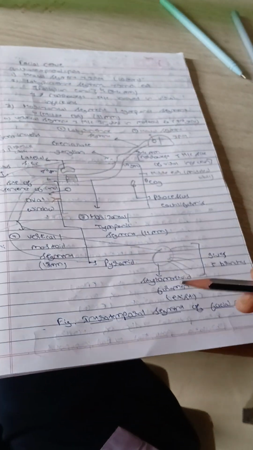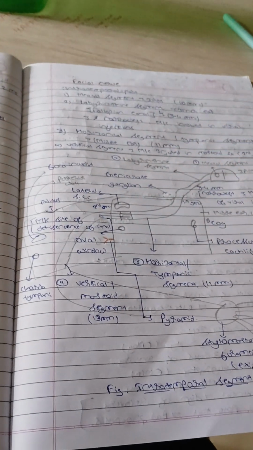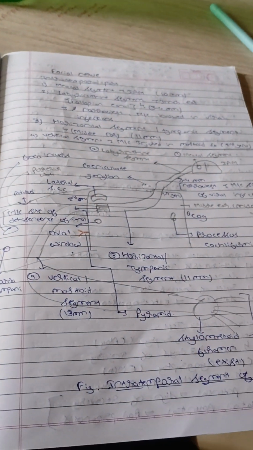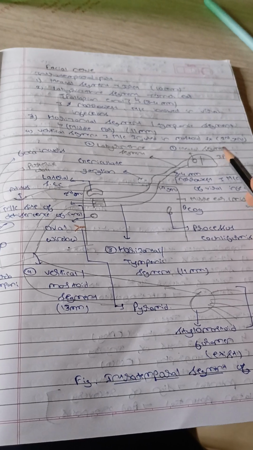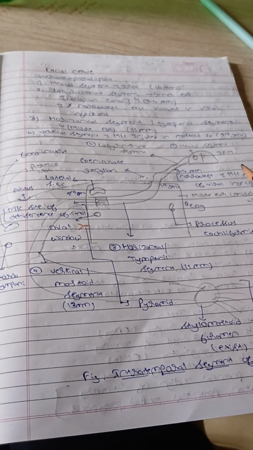So this is basically the intratemporal segment of the facial nerve. 4 segments are written here. Also the vertical segment is most commonly injured in mastoid surgery, which is at the second genu. Okay. Now comes the branches of the facial nerve.